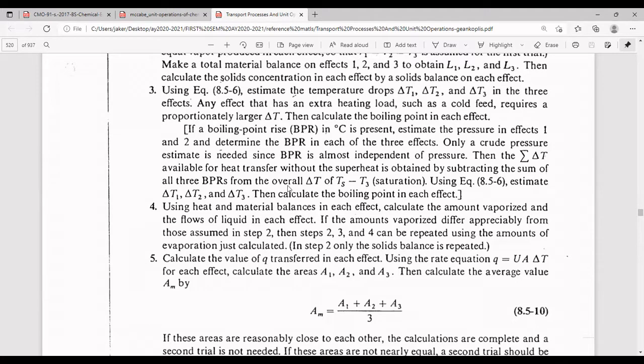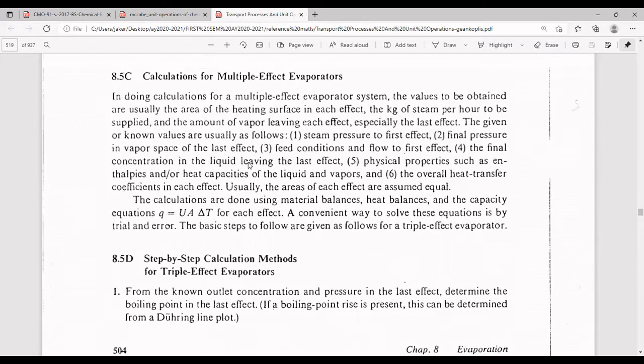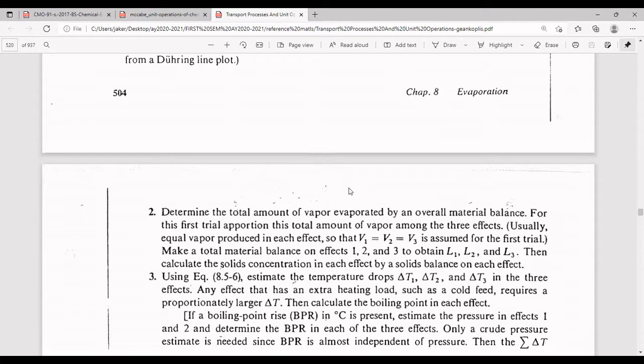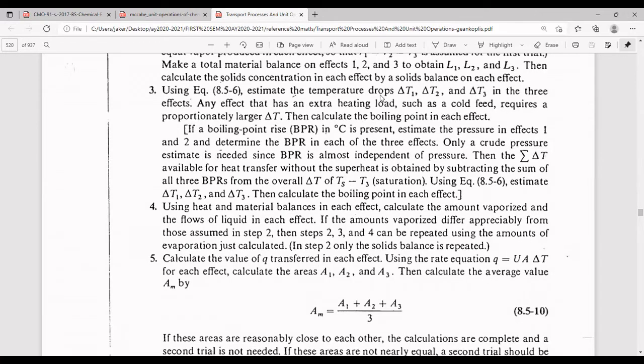Now in step 3, it says here that using equation 8.5-6, which was shared with you as well, you determine the delta T's for each effect. Estimate the temperature drops in your effects. Any effect that has an extra heating load, such as cold feed, requires a proportionately larger delta T. In the case of a cold feed, oftentimes, class, as I have observed, they are preheated before they are fed to the first effect or the effect that will process it.